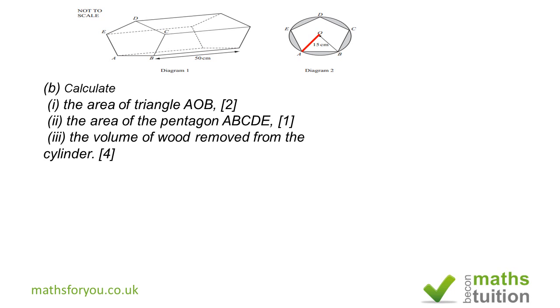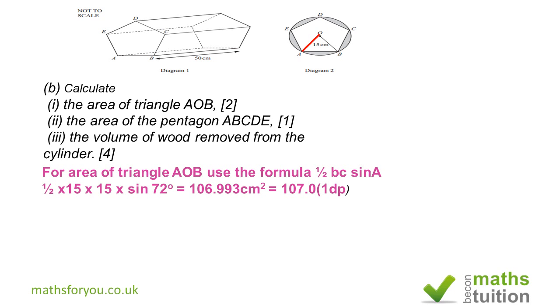Right, now for subsection 1, the area of the triangle OAB, if we use the formula half bc sine A, in this case b and c are equal. Okay, so you do a half times 15 times 15 times sine 72, that gives us about 107.0 centimeters squared.